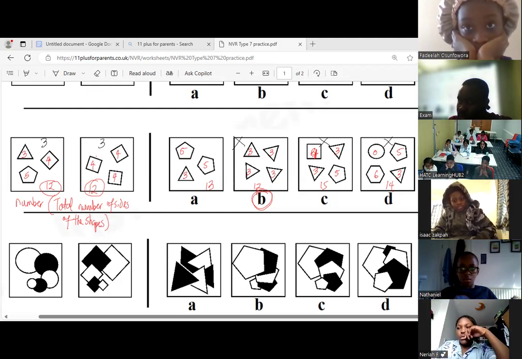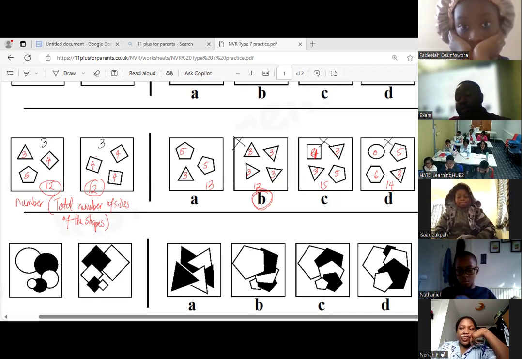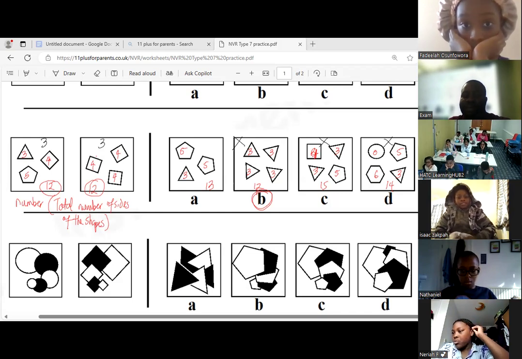Could you also have shading because they gave the same shading? Yeah, shading could be the same, and you're right. But shading does not help us to choose the answer, because absolutely all the options have the same shading as well. Does that make sense, Naomi?